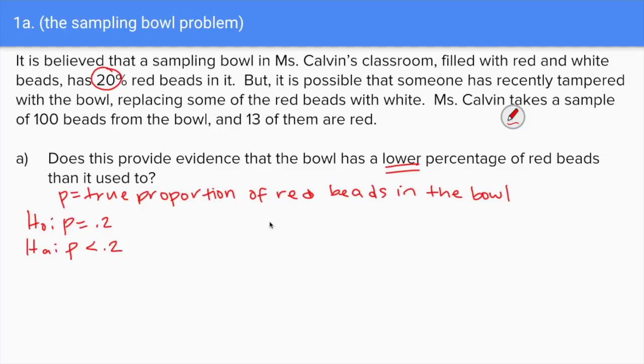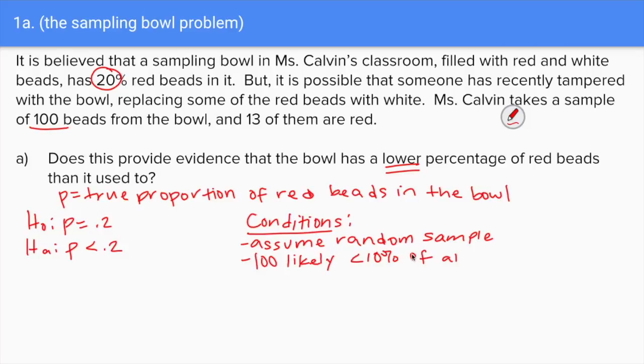Now I'm ready to move on to conditions. My first condition is that I have a random or representative sample. It doesn't say random. I probably meant to put random, but I'm going to go ahead and assume that it's a random or representative sample. My second condition is the 10% rule, so I need to assume that my sample size, 100, is less than 10% of my entire population, which is all the red beads in the bowl. And I think that's safe to assume.